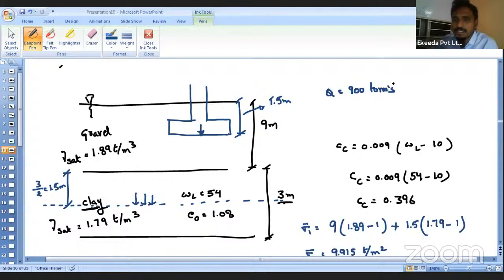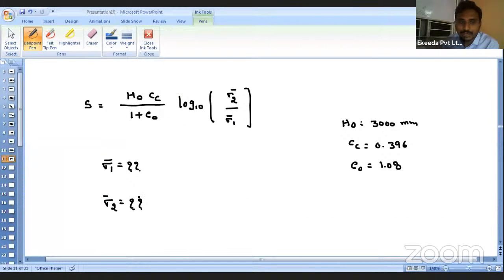Because of this construction, how much stress is increased? The soil is already there. Are we removing the soil? No. But what we are doing is constructing the foundation. Because of the construction, how much stress has increased at the center of the clay layer? So how can you find out the sigma 2 bar?